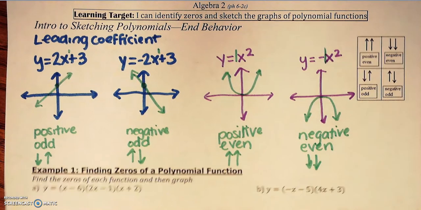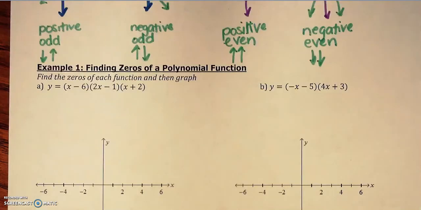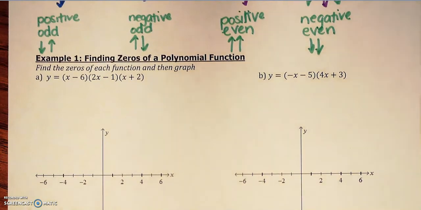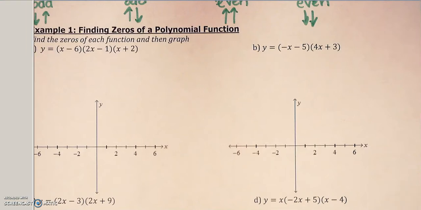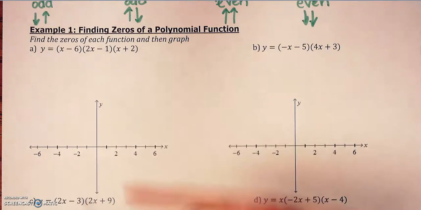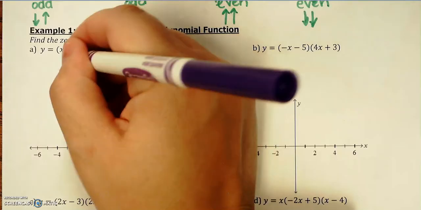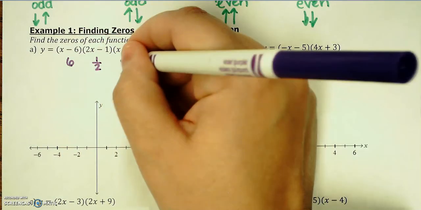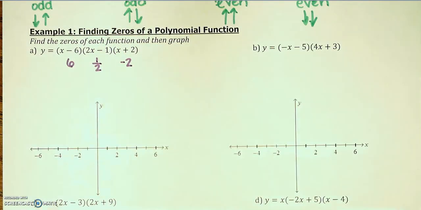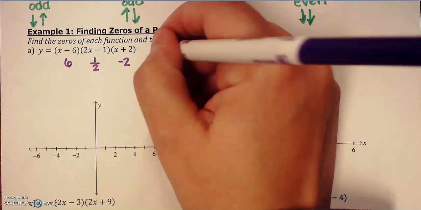Okay, so we're going to start with example 1. You're just sketching these. Pause this at any time if I'm moving too fast. We're going to write down the zeros of the function. Here we would have 6, here we would add 1 and divide by 2, so a half, and here we would have negative 2. Those are going to be the zeros of my function, so these are going to be important to identify on the x-axis. The other thing you have to determine is what your leading coefficient is.